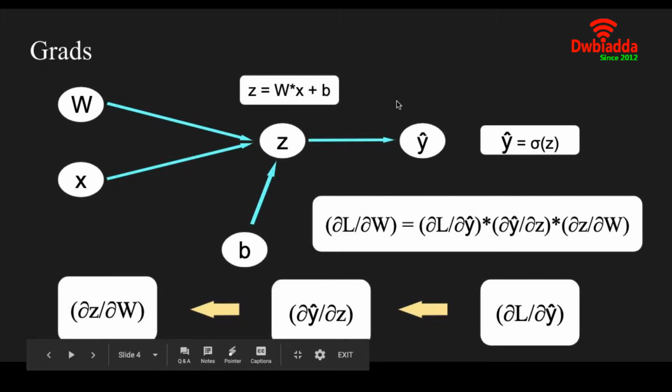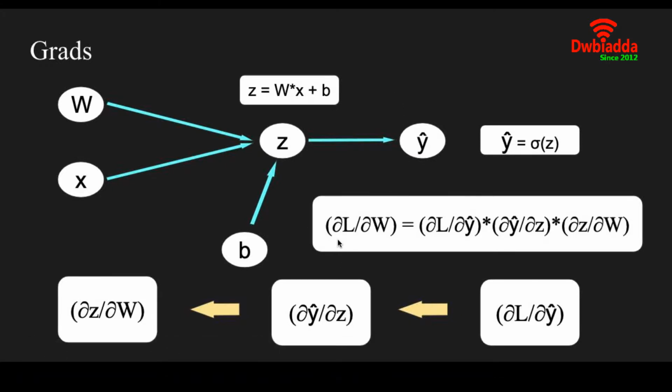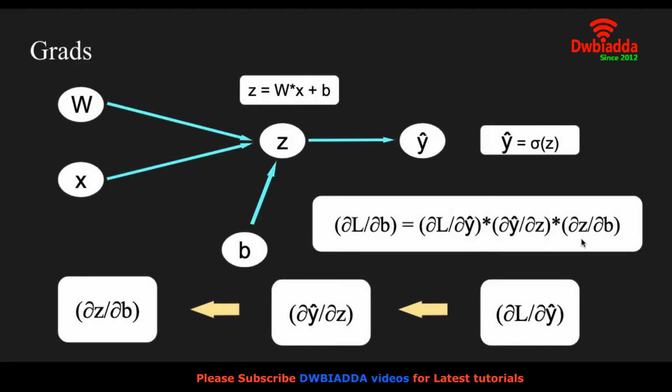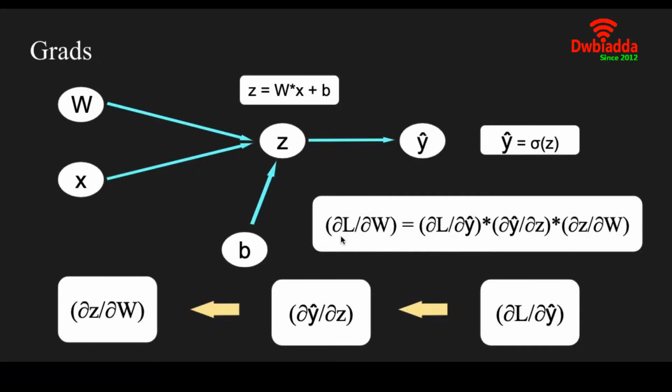By the chain rule of partial differentiation, we can show that delta L divided by delta W is equal to delta L divided by delta Y hat, multiplied by delta Y hat by delta Z, multiplied by delta Z by delta W. In the same way, we calculate the partial derivative with respect to B, where we take all three partial derivatives: with respect to Y hat, with respect to Z, and with respect to B, and finally we calculate the partial derivative of loss with respect to B.